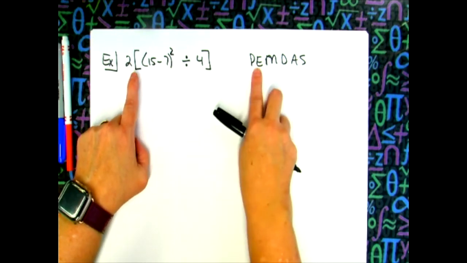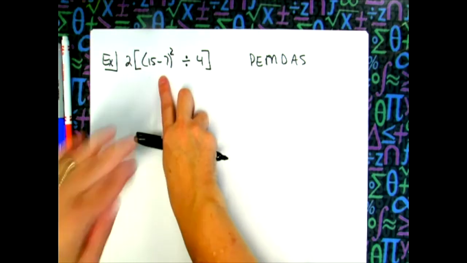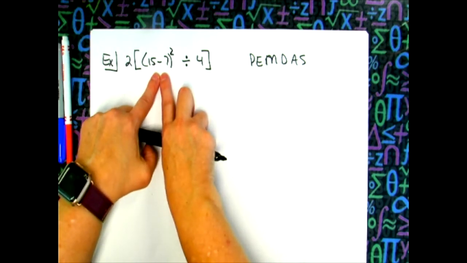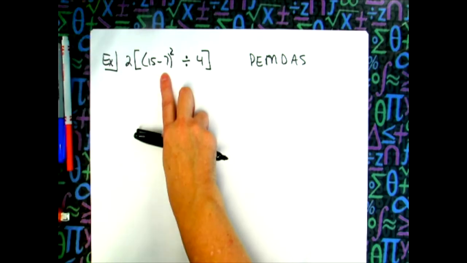The deal with parentheses is you have to work on the inside most part of the problem. So I have to come in here first. So the very first thing I'm going to do is 15 minus 7. That ought to be 8.